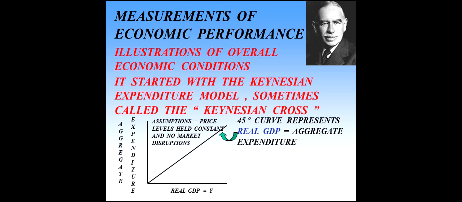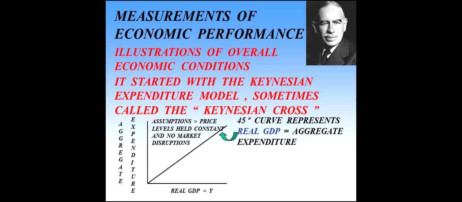However, over on the y-axis, Keynes did not put price level. That's a more modern evolution of measurement here. What Keynes used on the y-axis was aggregate expenditures. Okay, in his model, there were some assumptions that price levels are held constant and we have no market disruptions. Now you may say, well, both those things aren't true, but think where we're at this time.